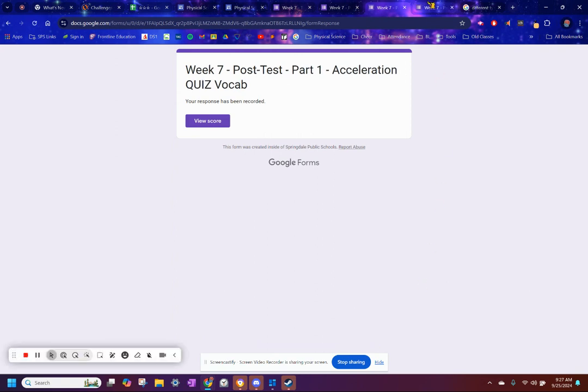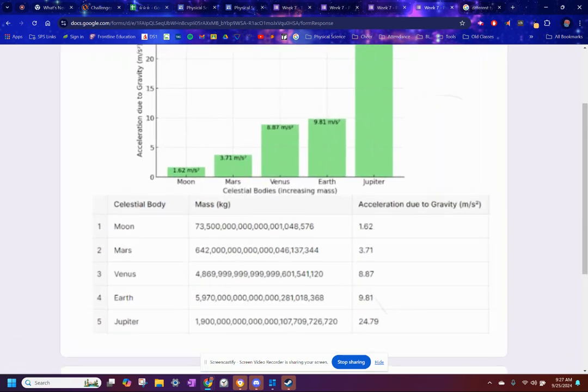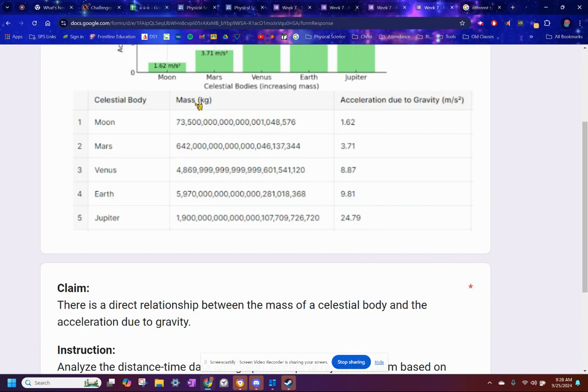All right, that one's submitted. Let's go ahead and go to the writing section. We have this graph. This graph is showing us acceleration due to gravity on various planets with increasing mass. We have the moon, which isn't a planet, that's funny, Mars, Venus, Earth, and Jupiter. Looks like we have different accelerations and different masses. So here's our acceleration on the moon versus Earth versus Jupiter. That gives us the mass of each one in kilograms, which gives us some absolutely massive numbers. And acceleration due to gravity on each one of these.